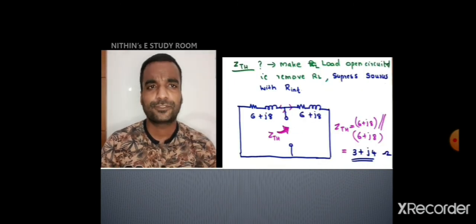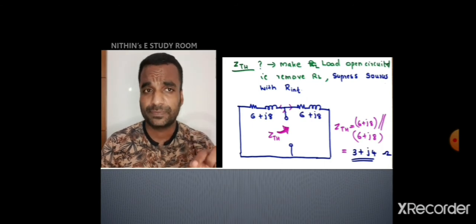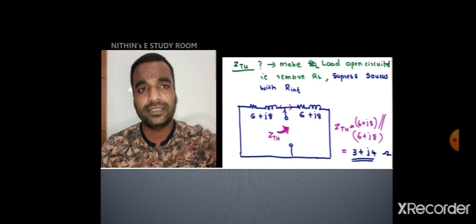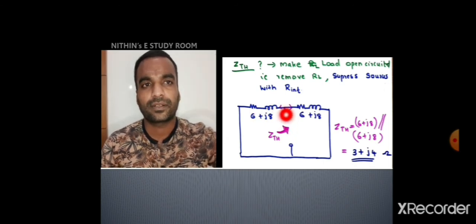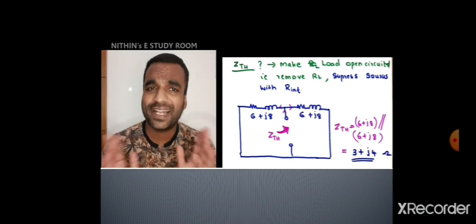Thevenin. Here also, you are finding Thevenin by removing the load branch and by shorting both the voltage sources with a short circuit. Now you can see, this is the reference terminal, and you are viewing from this terminal. If you apply a current, it will get split into two paths from here. So we can say 6 plus J8 and 6 plus J8 are in parallel.